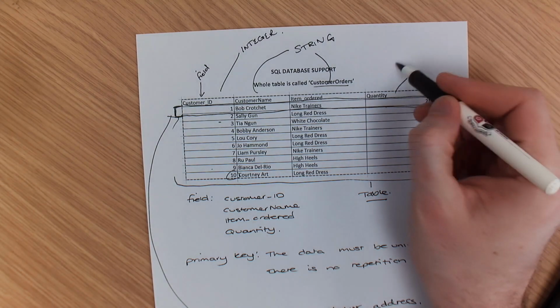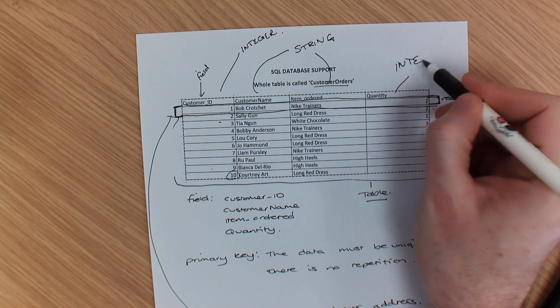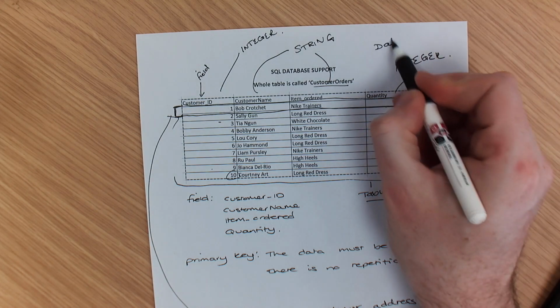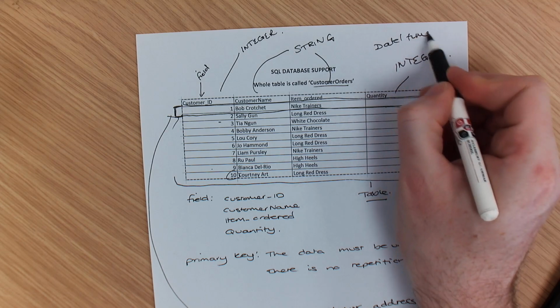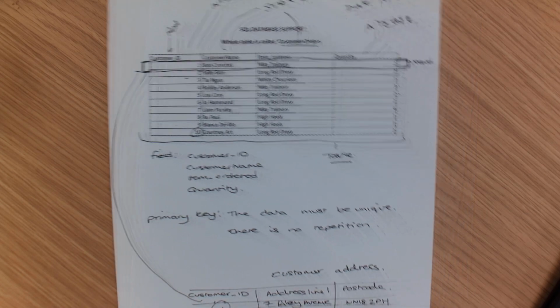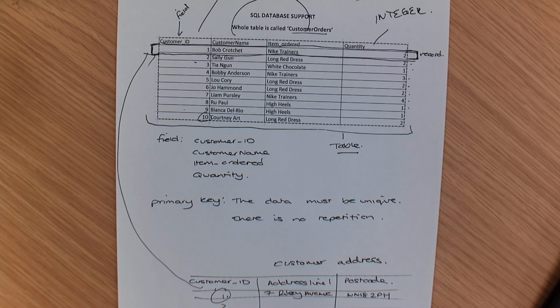Quantity. And the others that you have to be aware of are date and time as well, which we don't have in this case, but you might have date of order, so you need to say date/time, okay? So that's covered the first concept, and I'll save that so you've got that. I'll stop recording that.